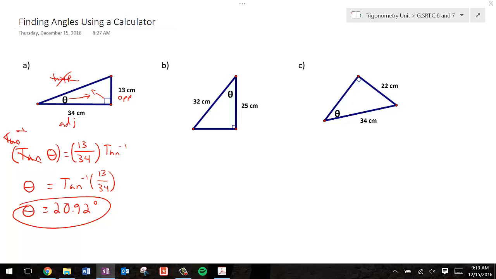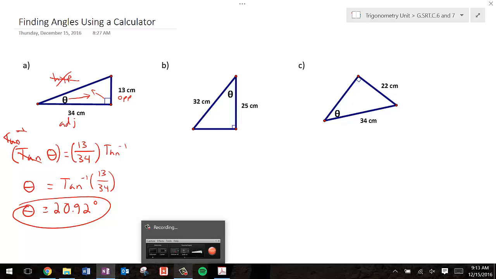So I'm now going to pause the video, and when you come back, you'll see the answers to B and C using this inverse ratio. We can do this with sine and cosine. In this case, the first one we did just tangent. So take a look at those, see if you can find those answers, and I will come back in a moment with the correct answers for you.